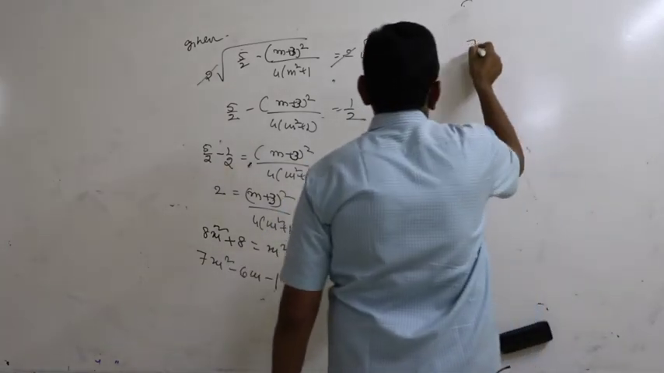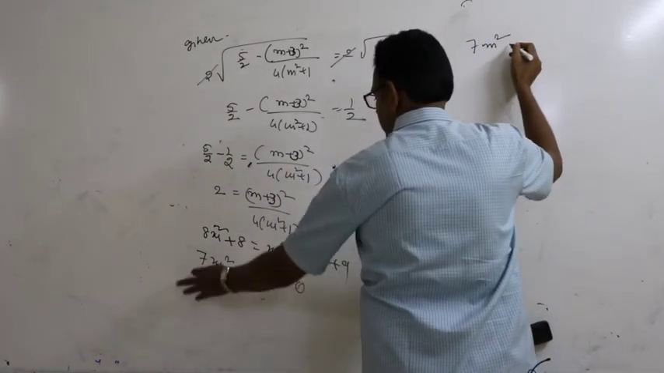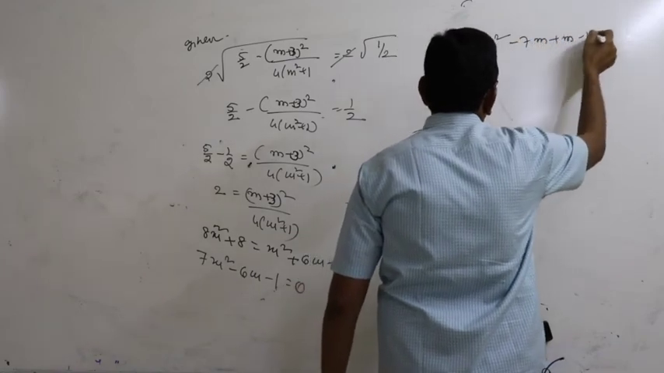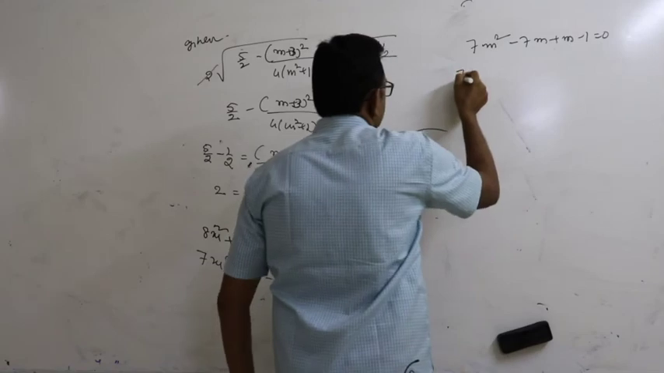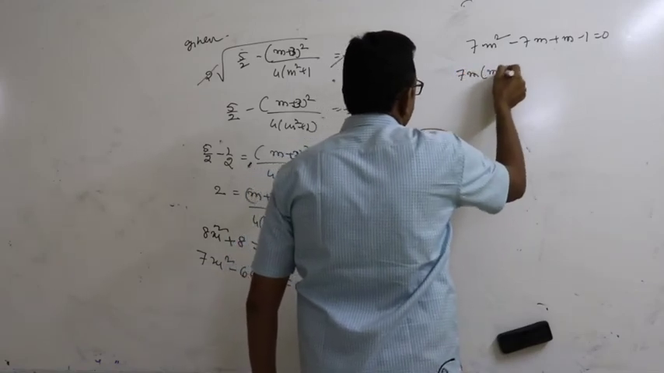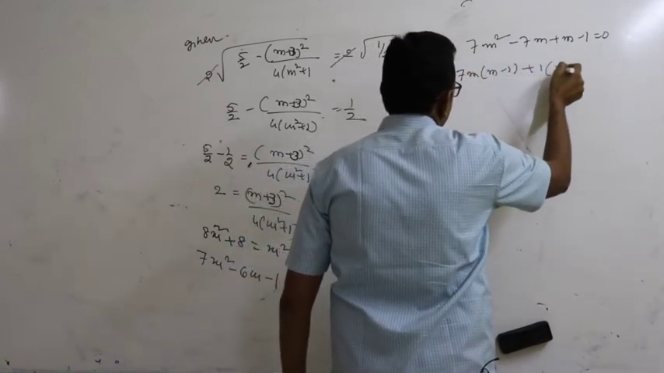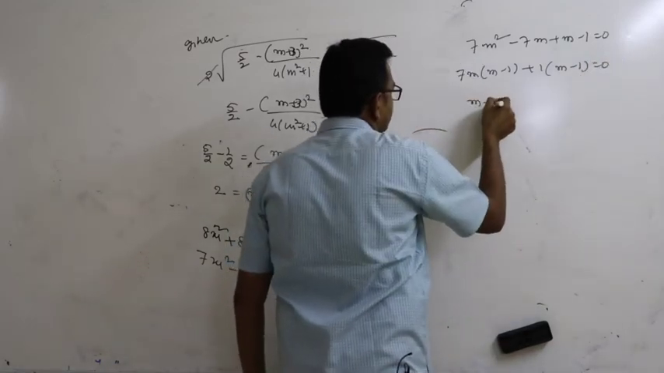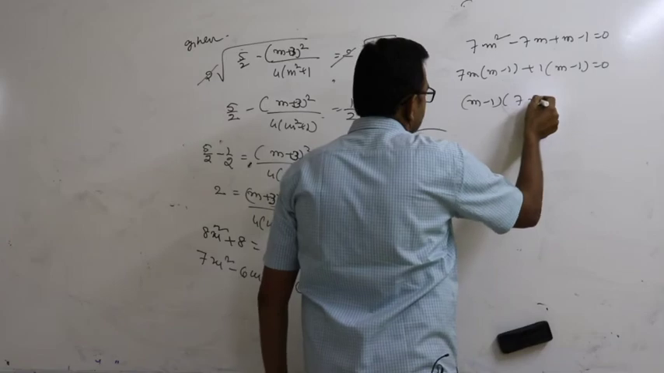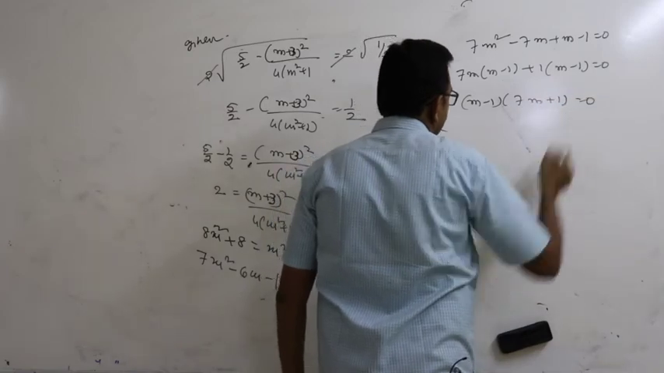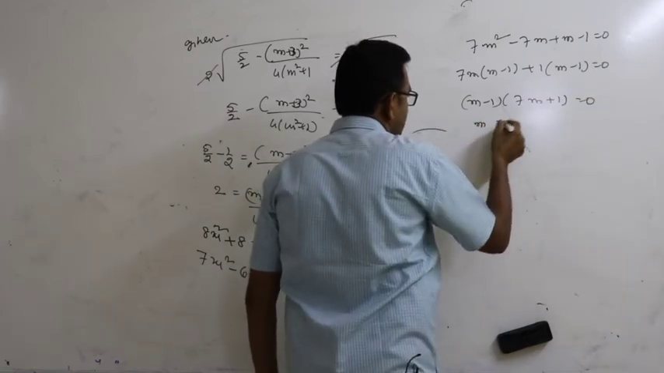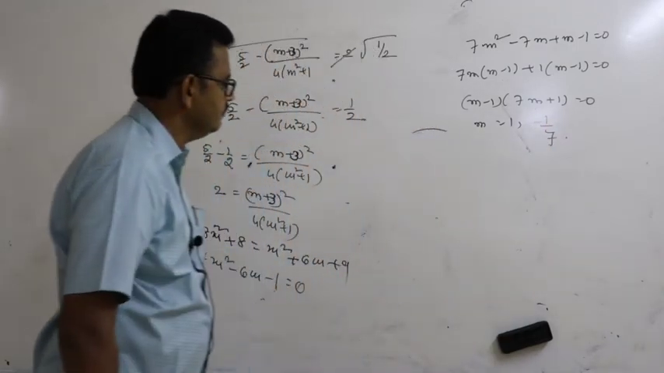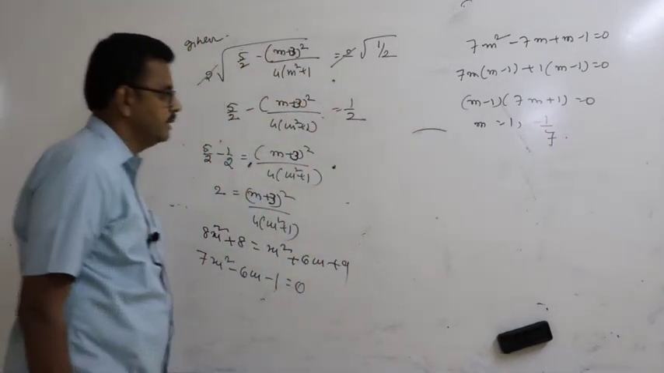Therefore, that is 7m square minus 7m plus m minus 1 equal to 0. 7m common, m minus 1 plus 1 into m minus 1 equal to 0. So this is m minus 1 into 7m plus 1 equal to 0. m is equal to 1 comma minus 1 by 7.